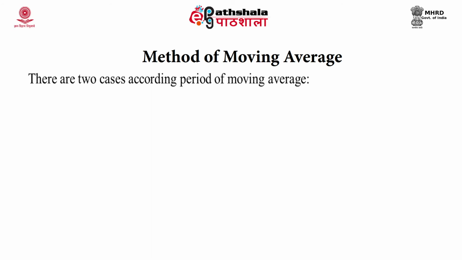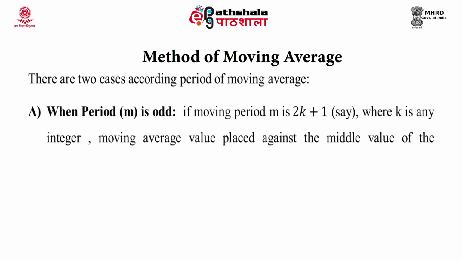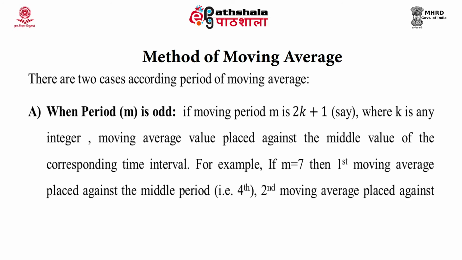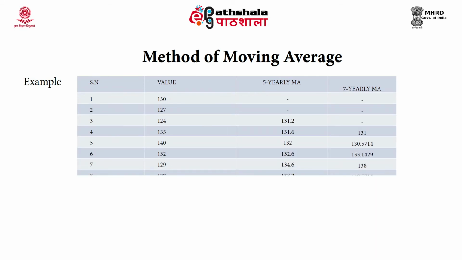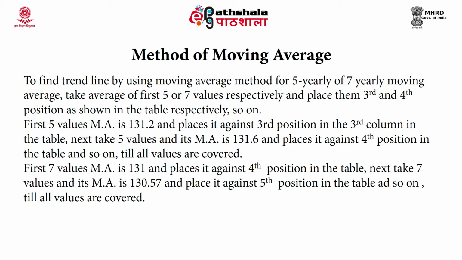There are two cases according to the period of moving averages. First is when the period m is odd, say 2k plus 1; the moving average value is placed against the mid value of the corresponding time interval. For example, if m is considered as 7, then the first moving average is placed against the middle point, and the second moving average will be placed against the 11th row, and so on. One can easily see from the example what these things are.